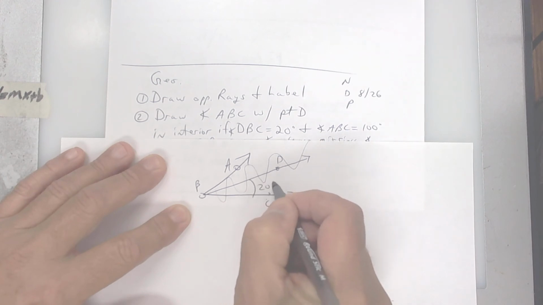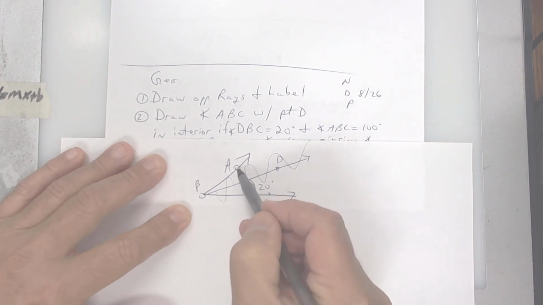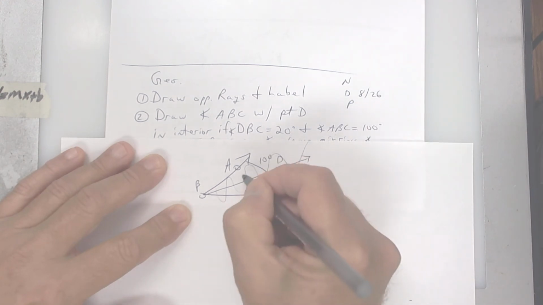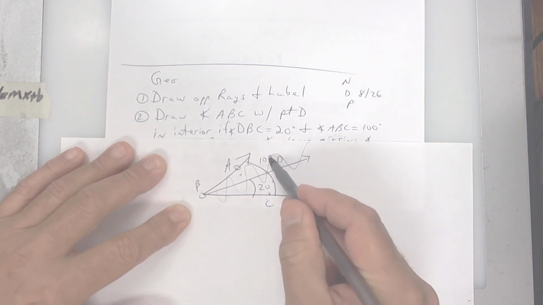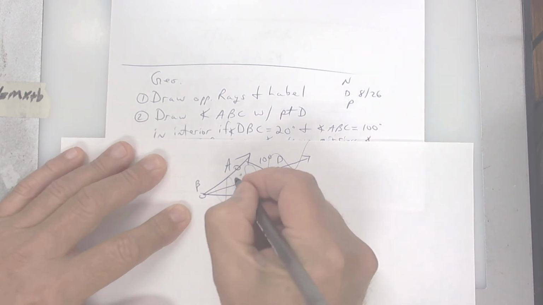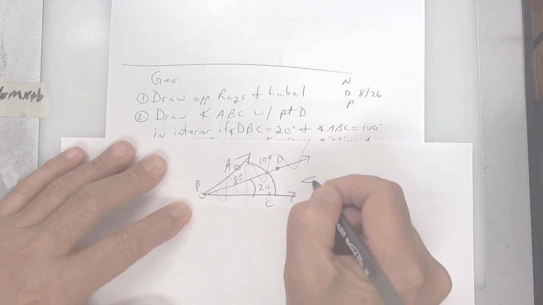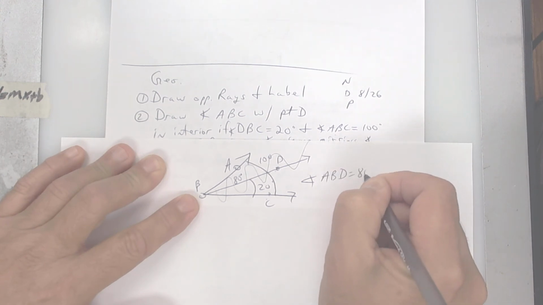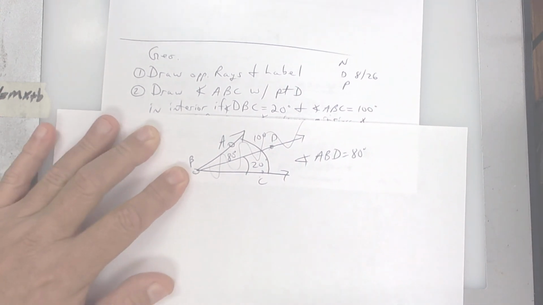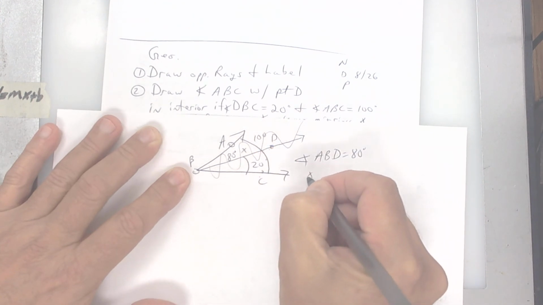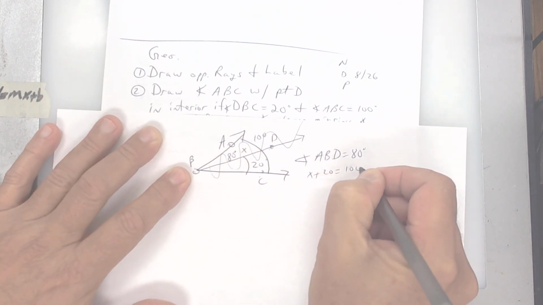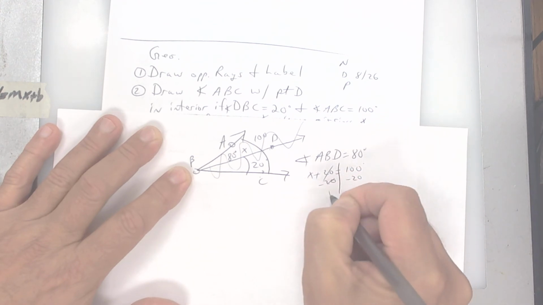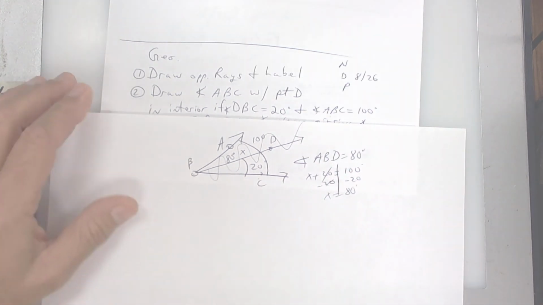So this is 20 degrees. Angle ABC is the big one. So from here to here is ABC, and that's 100. So you're looking for this one. So 100 minus 20 is 80. So this one's got to be 80 degrees. So you're going to say angle ABD is equal to 80 degrees. If you want to show work, you're going to say X plus 20 is equal to 100. And it's a good idea to do that. Subtract 20, and you get X is equal to 80. And that's how you do that.